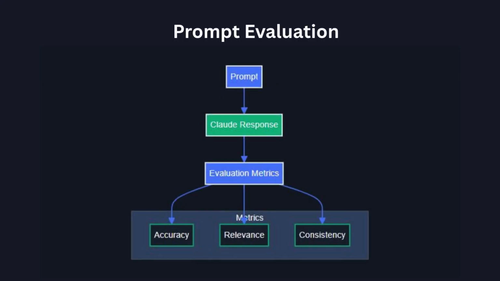Prompt evaluation is used to measure the quality of prompts. This involves testing prompts against a data set and evaluating them based on accuracy, relevance, and consistency. Automated evaluation helps identify issues and ensures that prompt changes do not degrade performance.